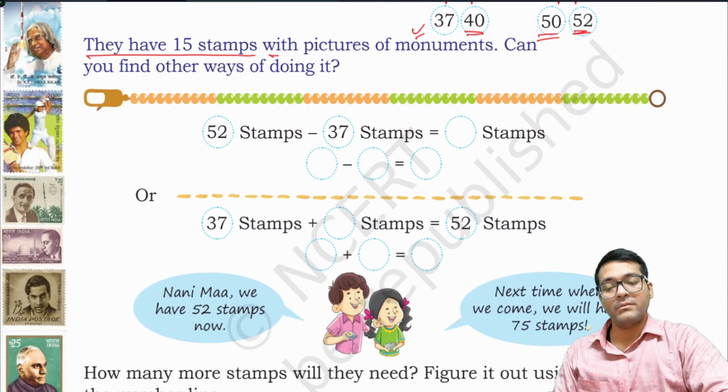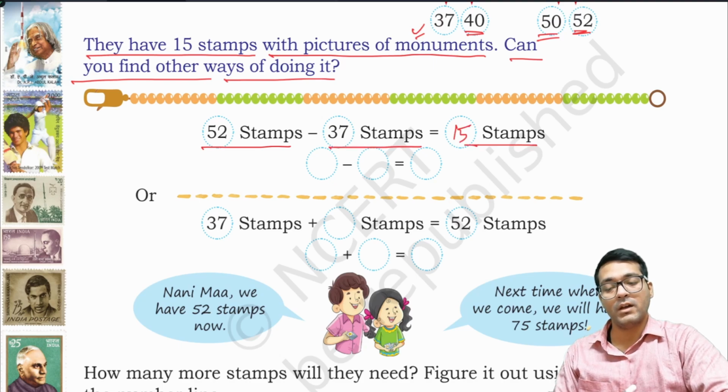They have 15 stamps with pictures of monuments. Can you find another way of doing it? 52 stamps minus 37 stamps is equal to 15 stamps. You can do that on this number line. 10, 10 makes 20, 10 makes 30, 10 makes 40, 10 makes 50, and 2 makes 52.